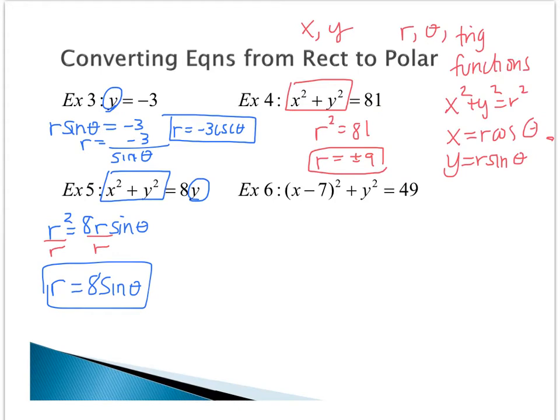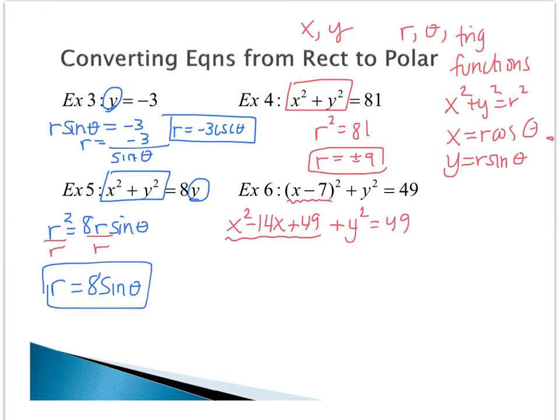In example 6, before we can go ahead and do any substitutions, we need to first distribute this x minus 7 quantity squared. That gives us x squared minus 14x plus 49. So that's what we get after we distribute. And then plus y squared equals 49.